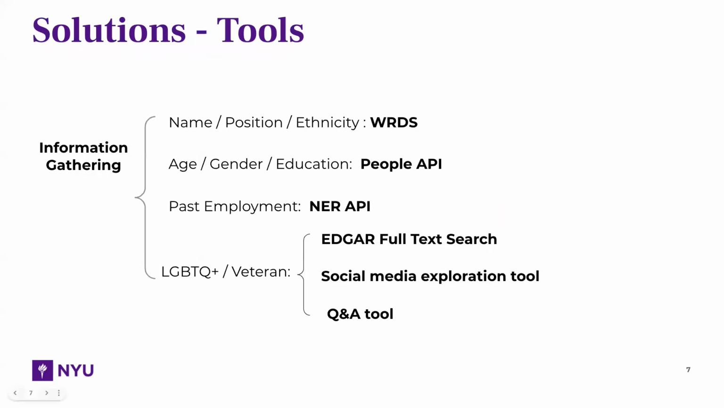And I will talk about the solution for the business problems. We use many tools to get information. We use WRDS to get employee name, position, and ethnicity. We use People API to get age, gender, and education, and NER API for past employment. And we generate LGBTQ and veteran information from age, for text search, the social media exploration tool, and the Q&A tool.